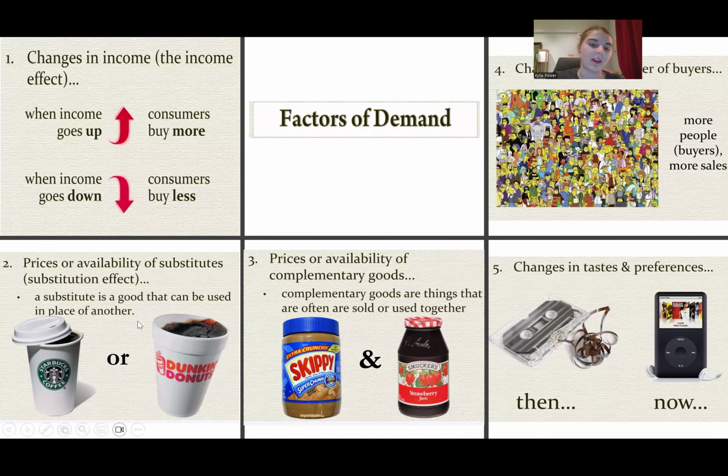Anything like price, availability, substitutes. If you can buy one thing for cheaper than the other thing, you're probably going to go with that cheaper alternative. Price of complementary goods. We talked about the complementary goods themselves. If peanut butter gets really expensive, you probably aren't going to buy as much jam to make a peanut butter and jelly. If fluff gets more expensive, you might not buy as much peanut butter because you don't want to make a fluffernutter, because it's a little bit more expensive now.